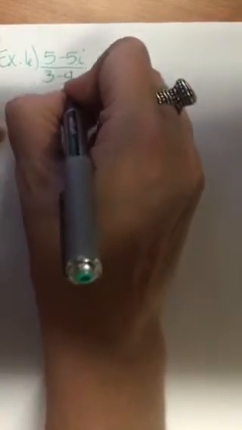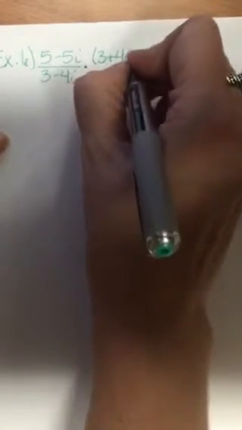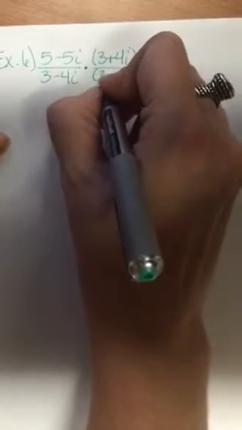So the last example that we're going to do will be when you have a binomial in the numerator, which is a complex number, and a binomial in the denominator, which is also a complex number. So if we have 5 minus 5i over 3 minus 4i, we have to multiply by the complex conjugate, which is 3 plus 4i. We have to do that on top and on bottom.